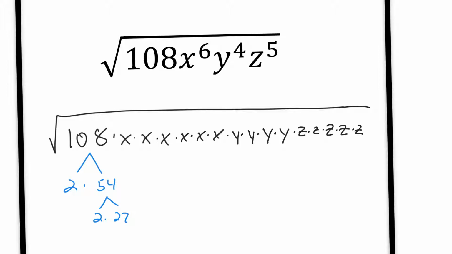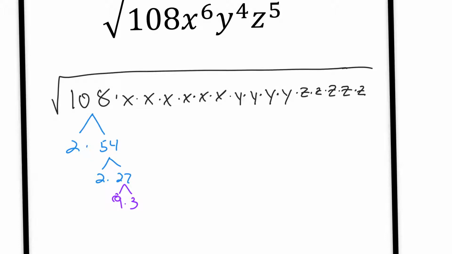And I know 27, that's 9 times 3. And the 9, you guys can break it down, and that's going to be 3 times 3. Now that I expand the variables and I broke down the number, I'm going to start making pairs. So I do have a pair of 2's right here. I have a pair of 3's over here. This one you cannot make a pair.